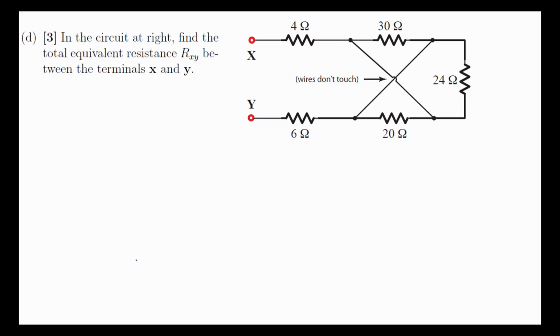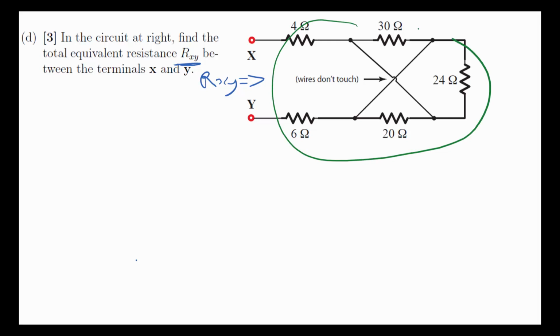This is question 1D from the 2018 midterm. What we are supposed to do for this question is find Rxy. And Rxy is the resistance looking into the circuit at this point. So now, when we look at the circuit, what we see is that we have to find the equivalent resistance as shown here.